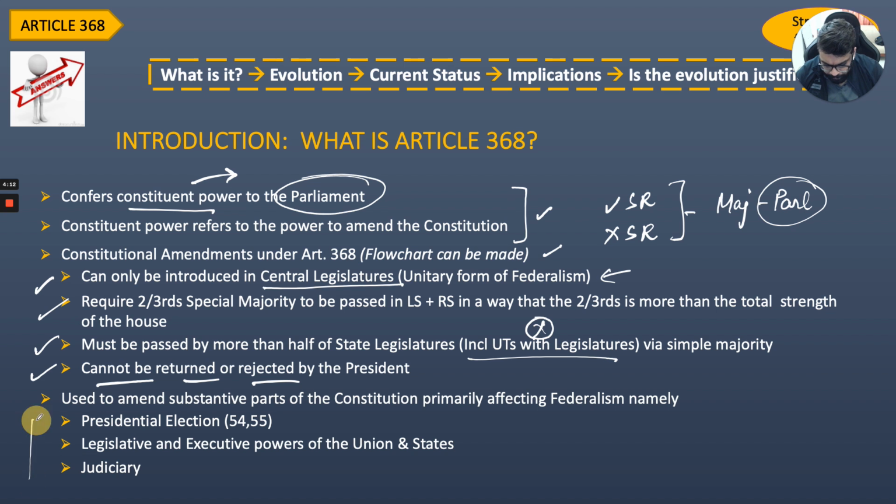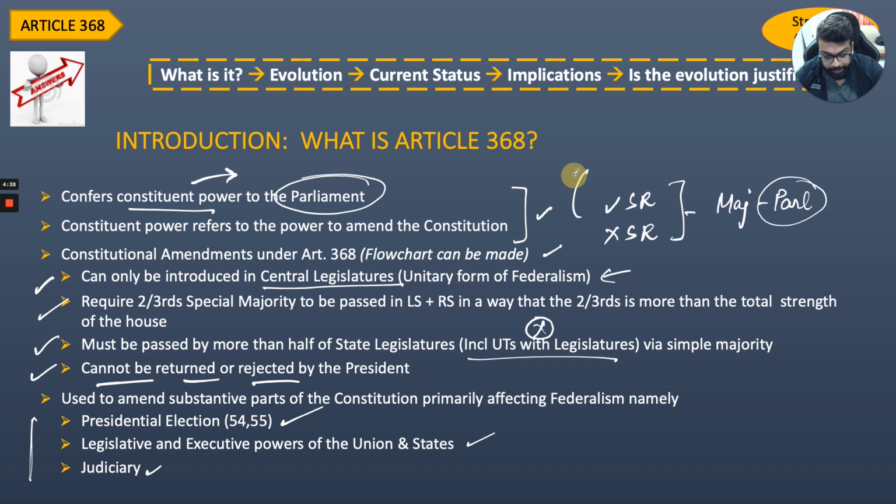Now, you may also want to mention a few examples of how this is used or can be used. For example, if you're making changes to the way the president is elected, if you're making changes to the legislative and the executive powers of the union and the states, and if you're making fundamental changes to the appointment and removal of the judiciary.